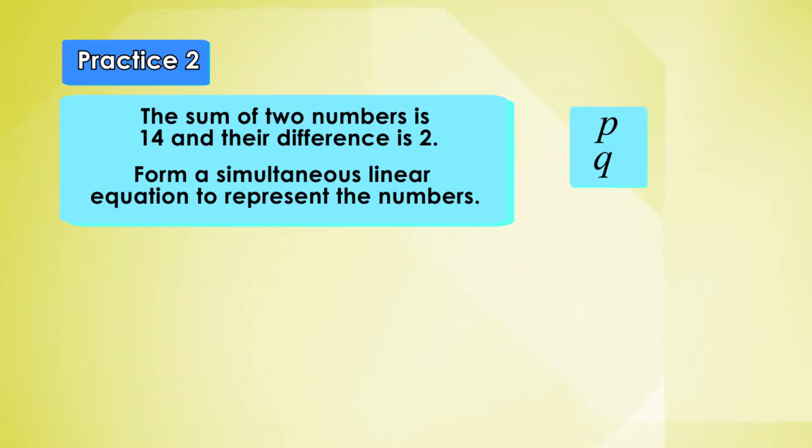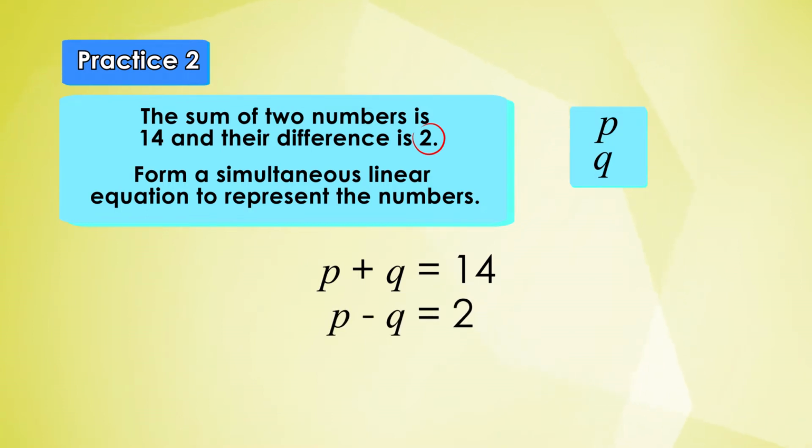Now, the sum of these two numbers is 14. From this information, we can form the first equation. P plus Q equals 14. We also already know that the difference between the two numbers is 2. So, we can write that as P minus Q equals 2.